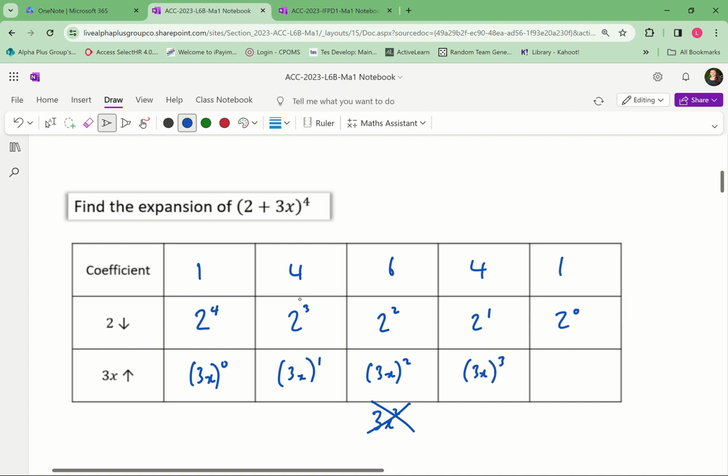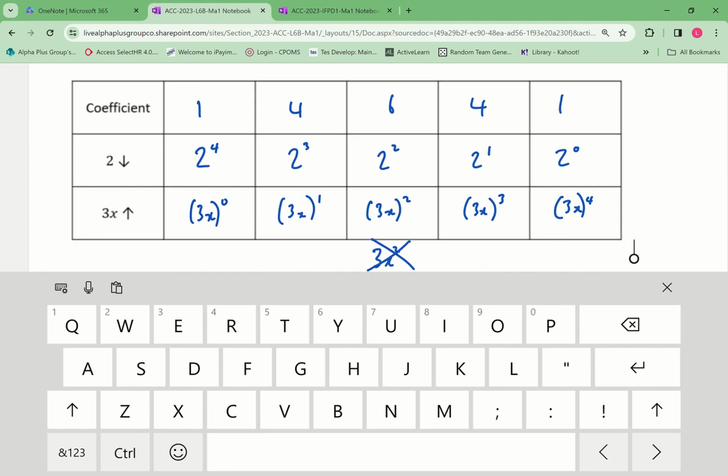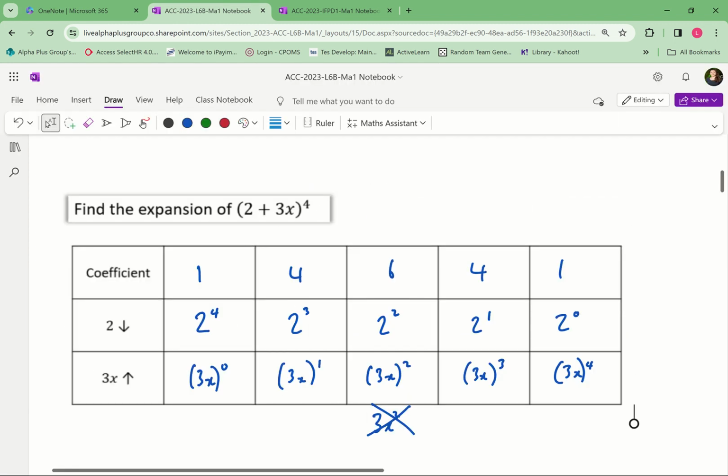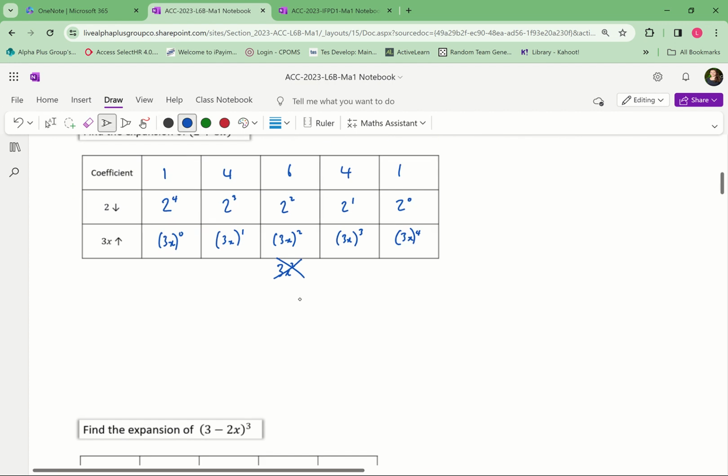So we've got 3x cubed and 3x to the power of 4. Okay, now if you write it out nicely like this, the next bit's going to become really easy. So my actual expansion is just going to be the coefficient times the 2 to the power term times the 3x to the power term. So my first term in my expansion is going to be 1 times 2 to the power of 4 times 3x to the power of 0.